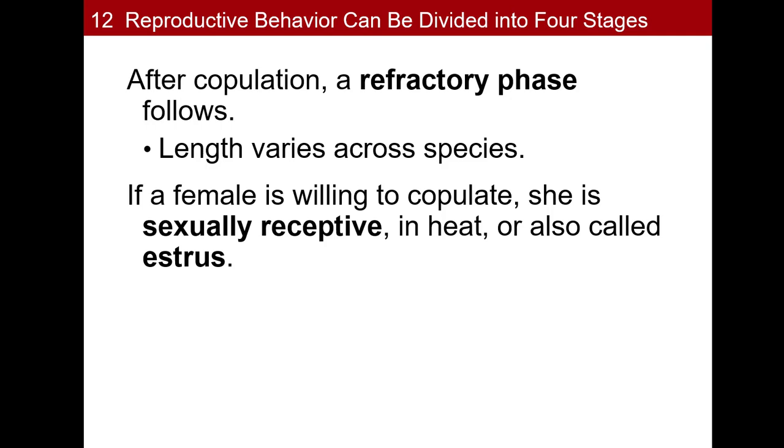Now, there's a term your textbook talks about. If a female is willing to copulate, she is sexually receptive, in heat, estrus. Okay, your textbook does a lot on animal research. You've sort of gotten that theme, perhaps. And your textbook has a lot about animals in this chapter as well. I took a lot of it out because I didn't think having conversation about rodent reproduction was super helpful.